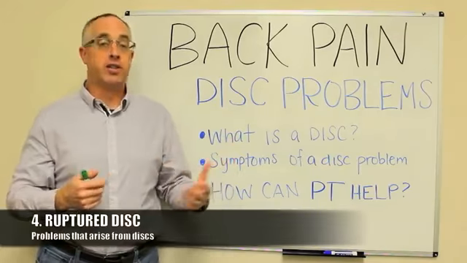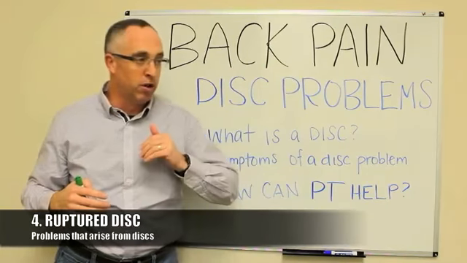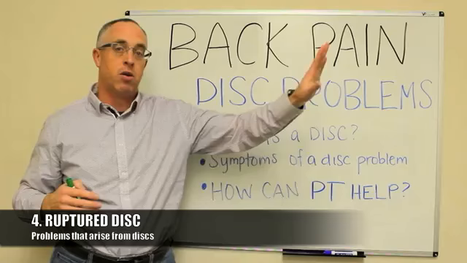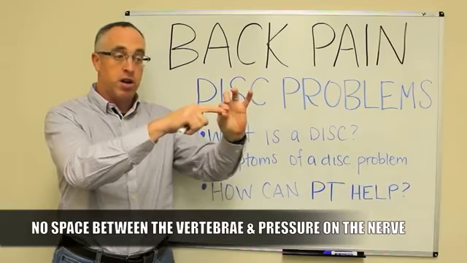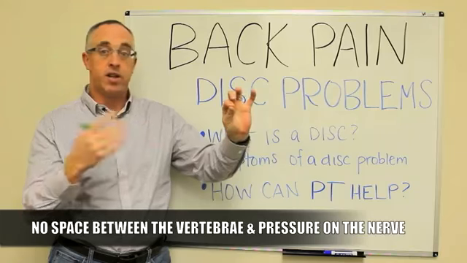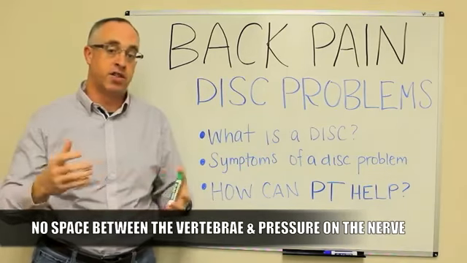A ruptured disc is all the way to the end. I just smashed down on that disc and the fluid and the jelly just came completely out. The disc completely loses its shape. There's now pressure on the nerve. The space in between the vertebrae is virtually non-existent, and I've got a much worse sense of symptoms.